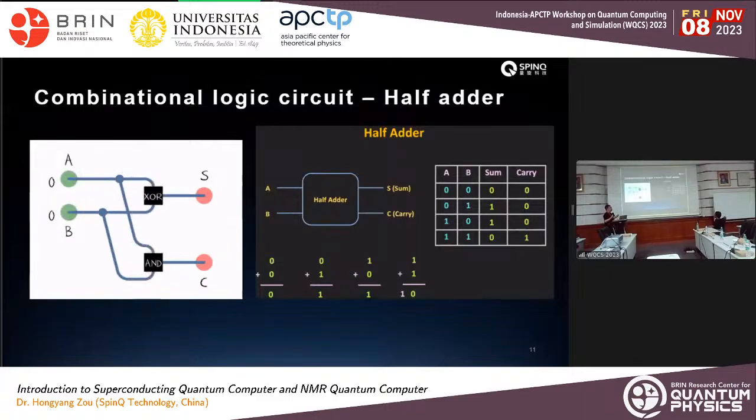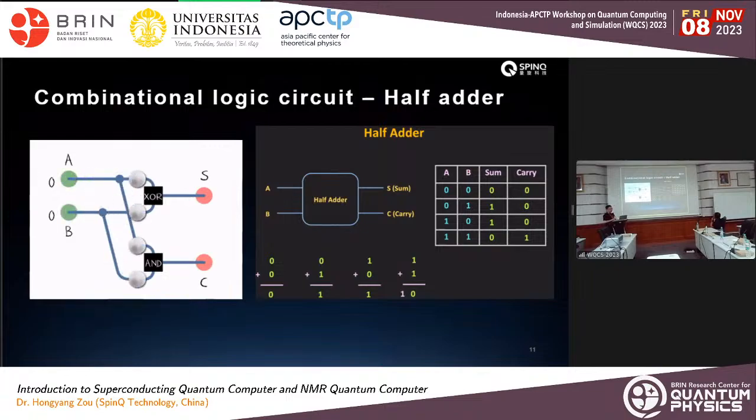Now we have the logic gates. What are we going to do with them? We have to use them to solve some problems in our labs. Otherwise, they are just some very beautiful things.